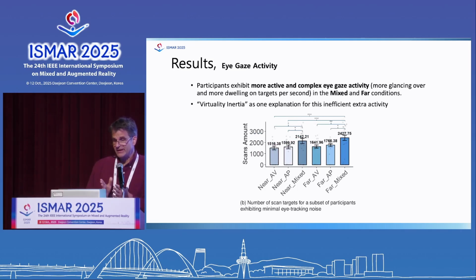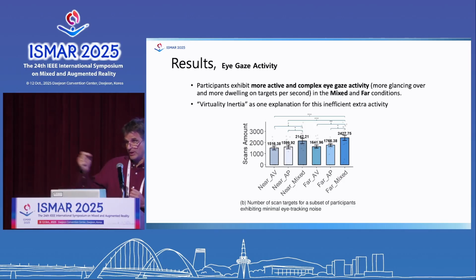So participants did exhibit more active and complex eye gaze activity in the mixed and also in the far conditions. Here we have the number of items that were dwelled on for a certain period of time, okay? And the number is higher for mixed and for the far conditions. And interestingly, their saccade activity was accelerated. They did more of them, right? But they overall took longer. So they're clearly more inefficient.